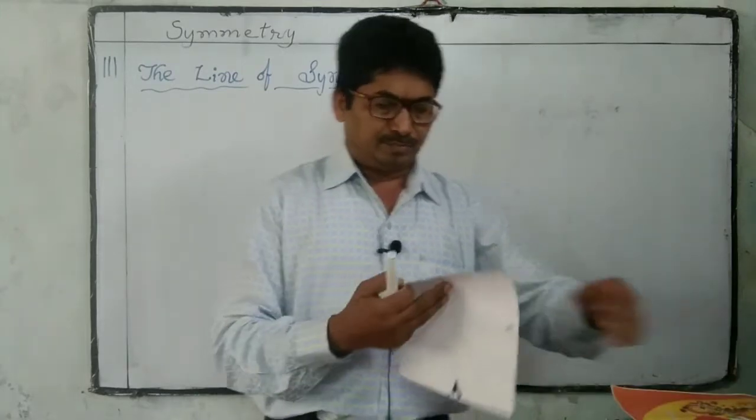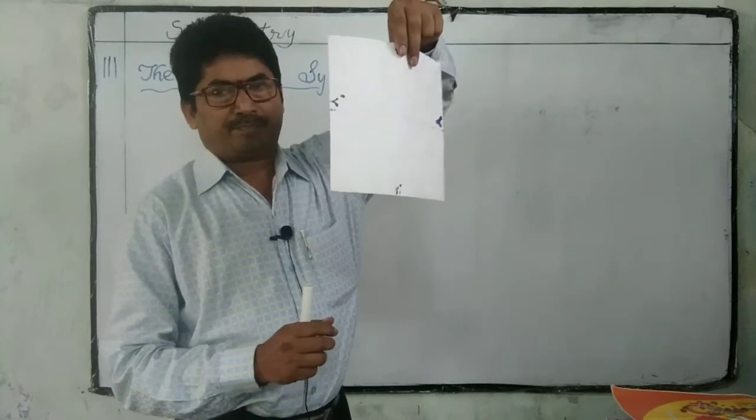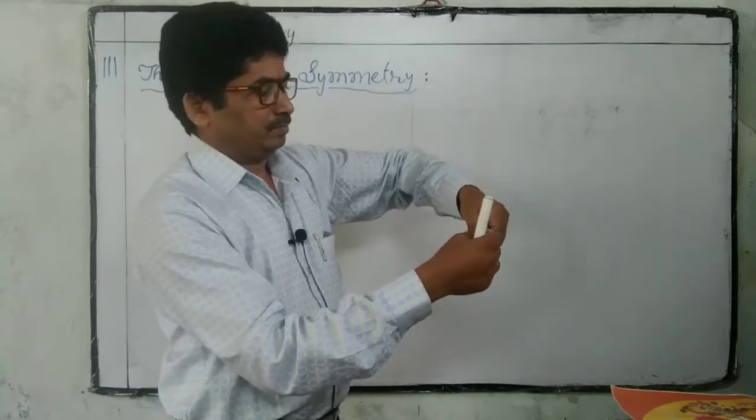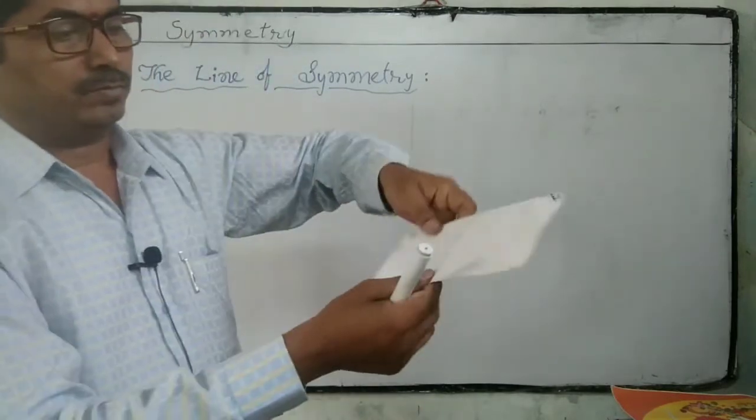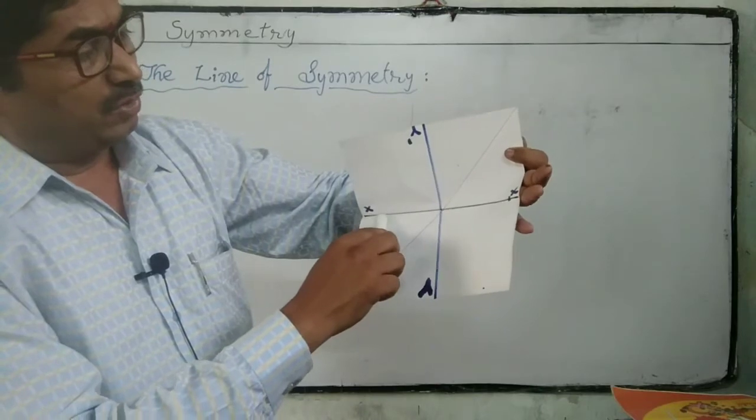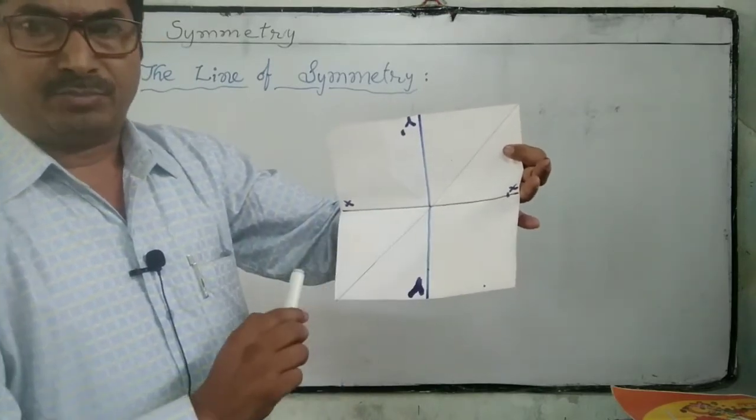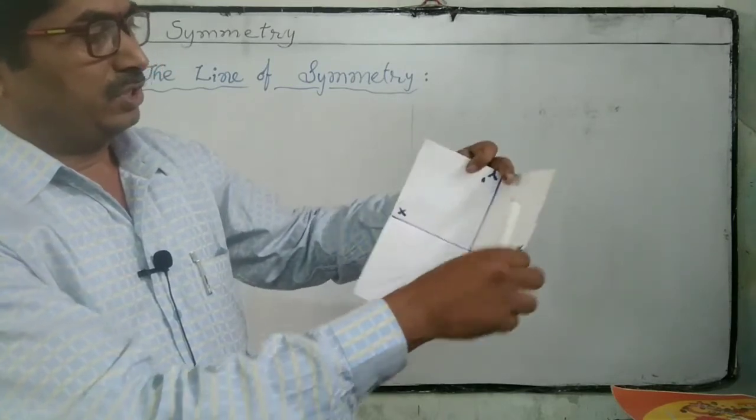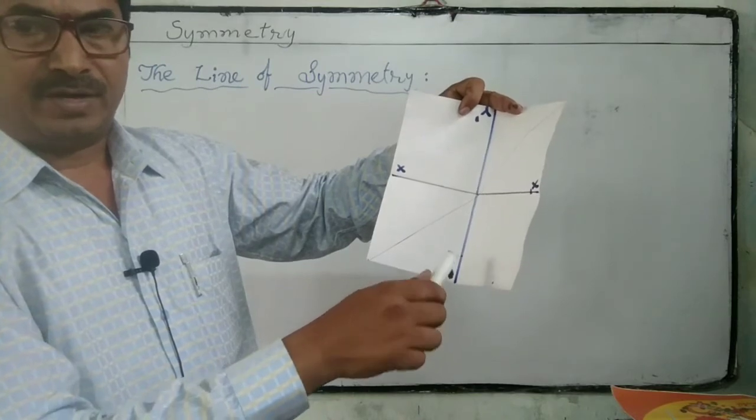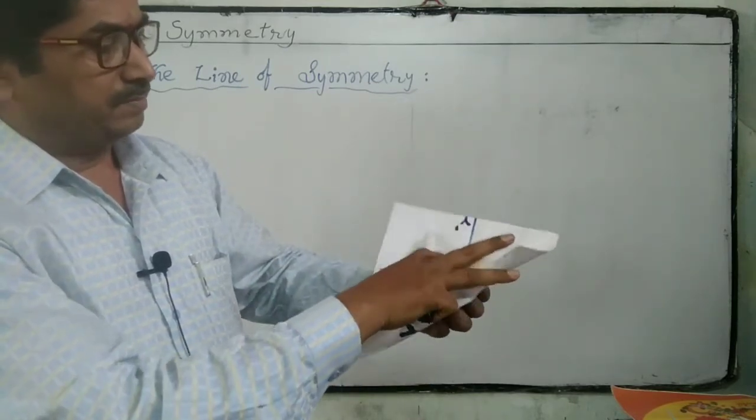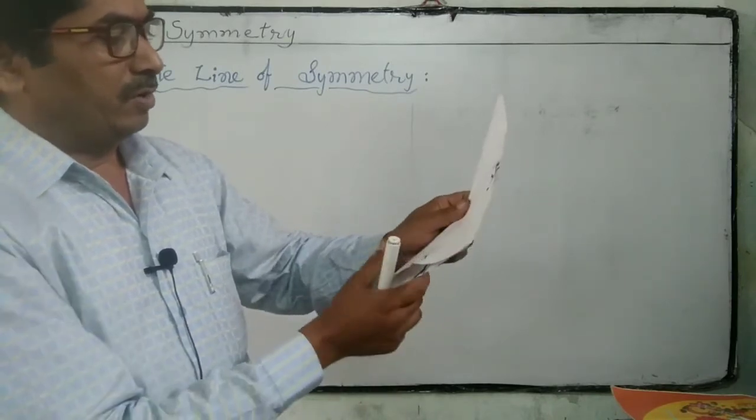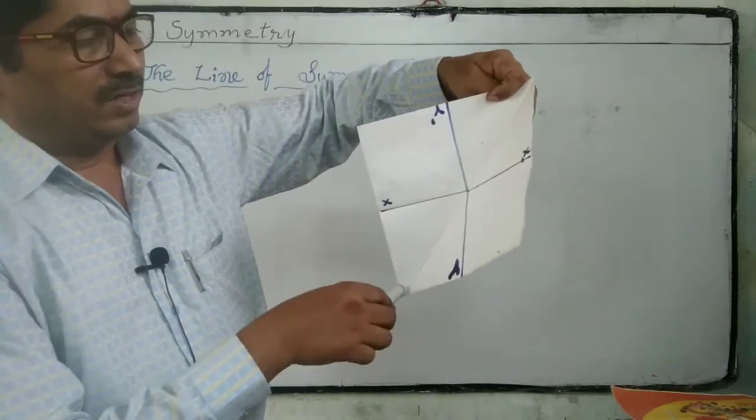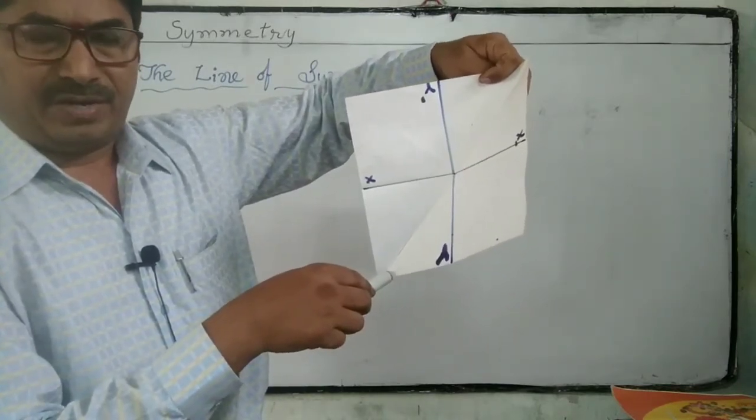One more example. This is a square shaped paper. If we fold it like this, this is the horizontal line of symmetry. If we fold it like this, this is the vertical line of symmetry. If we fold it like this, in this case also, all parts coincide exactly. So it is a diagonal line of symmetry.